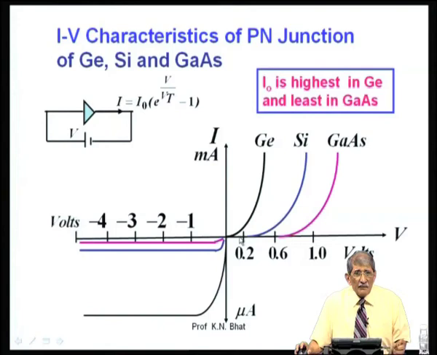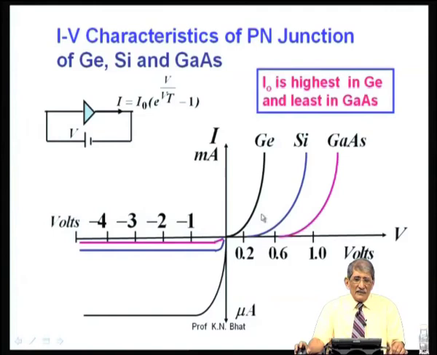Germanium, about 0.2 volts is sufficient: if you apply forward bias voltage, current will flow. Gallium arsenide, you will have to apply about 1 volt to allow sufficient current flow. So if you have an old radio which was germanium transistor based, you cannot replace it with a silicon transistor, because all the voltage levels are different here. And if a silicon device is there, you cannot replace it with gallium arsenide.